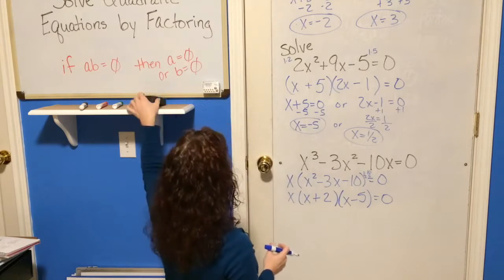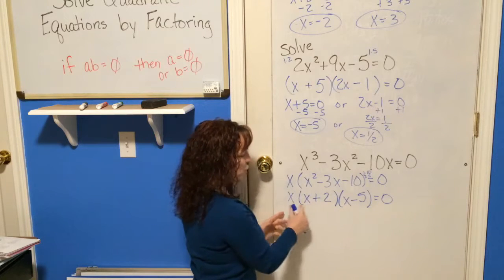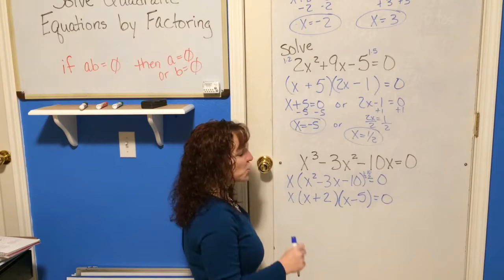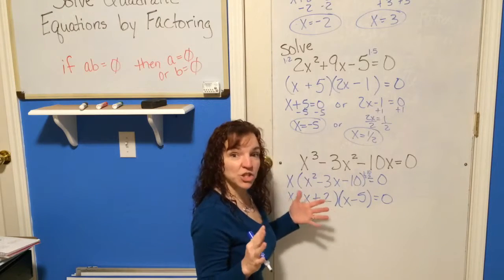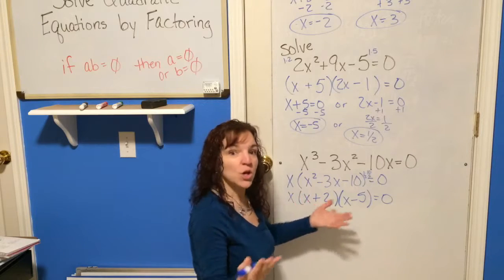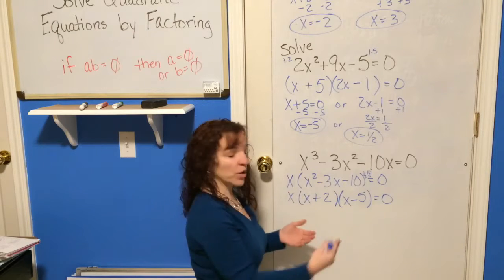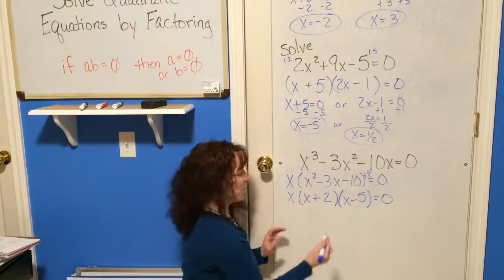Now I have my factors. And if you'll notice, I now have 3 factors. So this times this times this equals 0. So x times x plus 2 times x minus 5 equals 0. So nothing changes except we have one more factor. We still, one of these has to be 0 in order for this to be a true statement. So let's just set all 3 equal to 0.